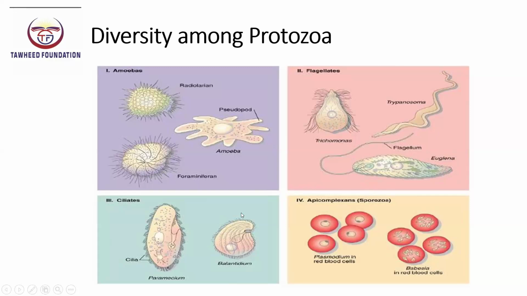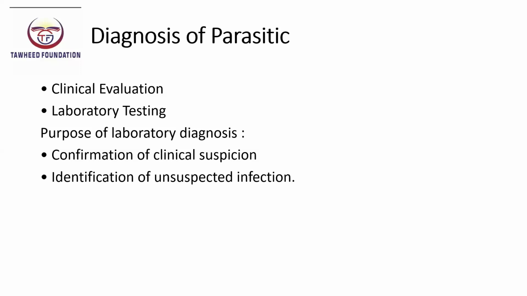So, the diagnosis of parasitic diseases rests on two fundamental pillars, which are clinical evaluation and laboratory testing. Both components complement each other and are indispensable for accurate detection, management, and control of parasitic infection. Diagnosis of parasitic infection is done through clinical evaluation and laboratory testing. What is the purpose of laboratory diagnosis? It is for confirmation of clinical suspicion, and second, identification of unsuspected infection.